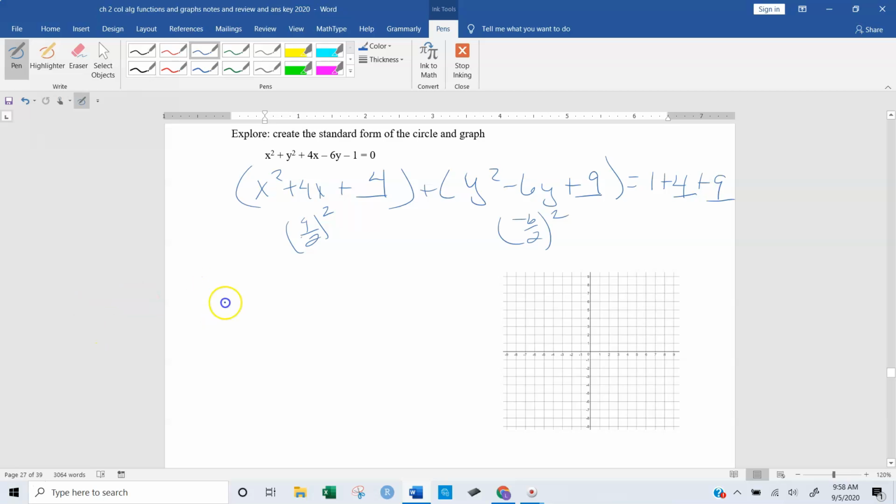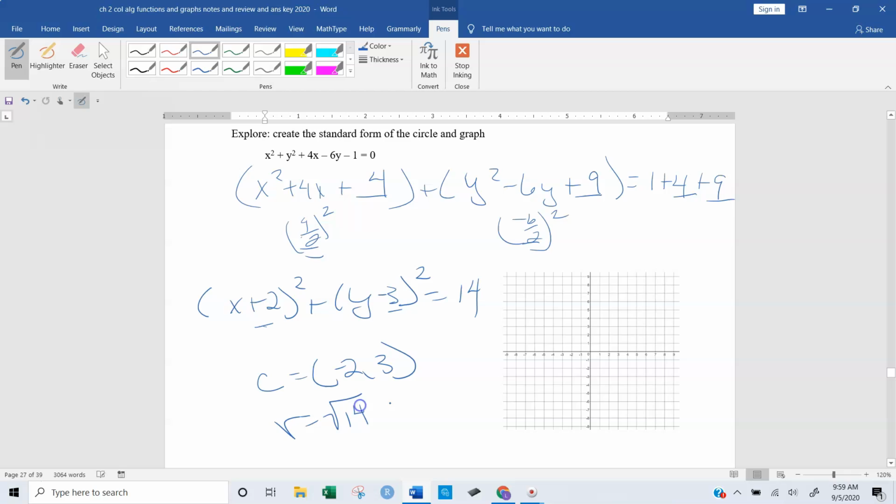So now this should have been x plus 2 quantity squared plus y minus 3 quantity squared. Remember, this is 2 and this is -3, and that's what goes here and here, equals 14. So now I need to know the square root of 14. Gotta be 3 point something. 3.7. So I know my center is equal to -2, 3. And my radius equals the square root of 14, which is 3.7, roughly.